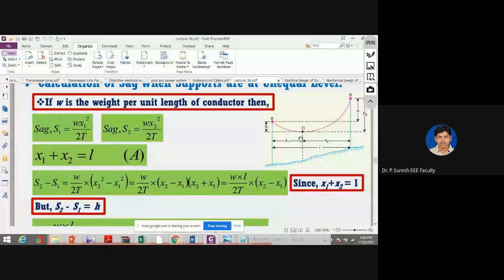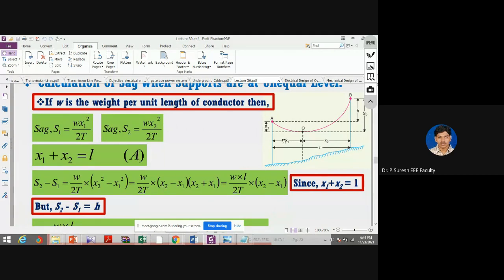What is X1? X1 is the distance from the lowest point on the conductor to the lowest tower. What is X2? X2 is the distance from the lowest point on the conductor to the highest tower. Once you know the X1 and X2 values, we can easily calculate S1 and S2.